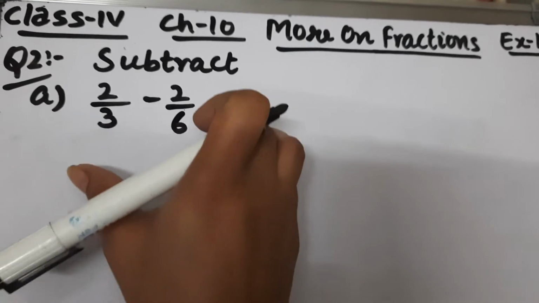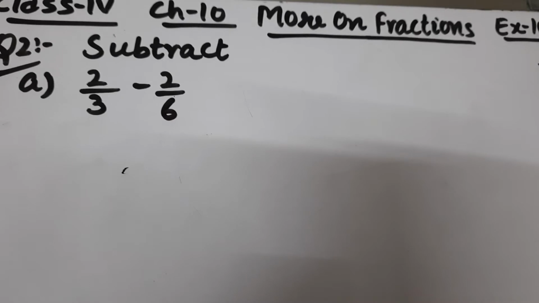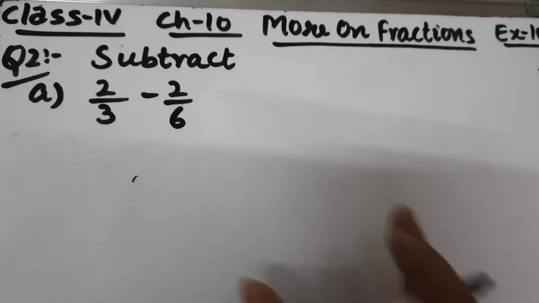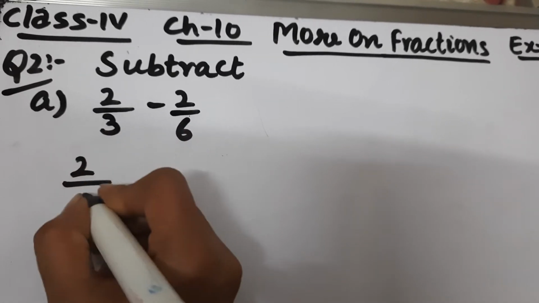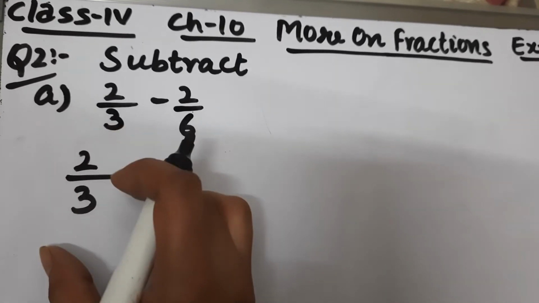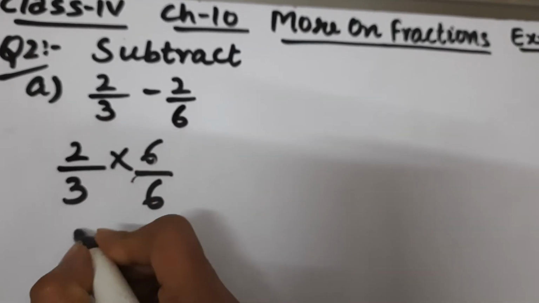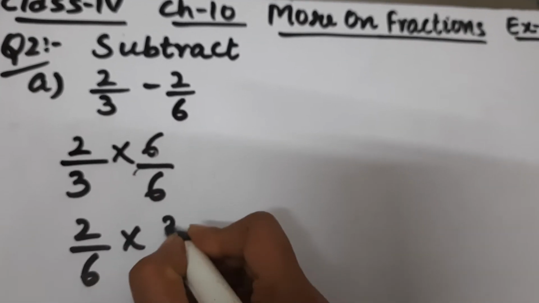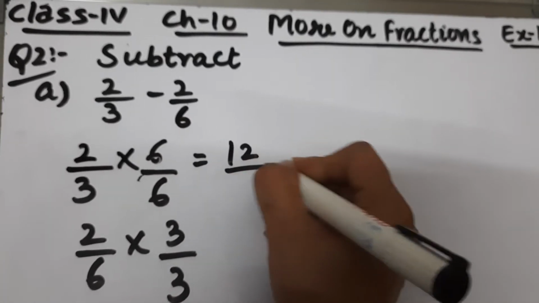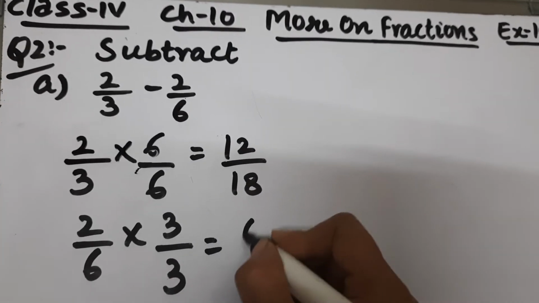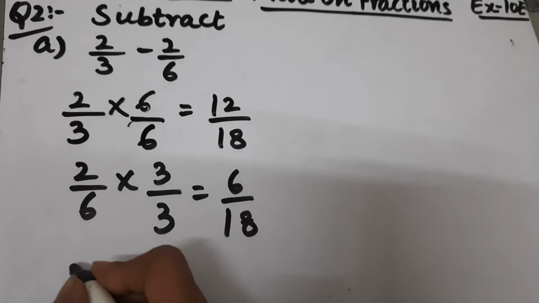For subtracting the fractions, first of all, we will convert the fractions into like fractions. How will we convert? There are two methods. First, we multiply the numerator and denominator of the first fraction by the denominator of the second fraction, and the second fraction by the denominator of the first fraction. So this will be 12/18 and this will be 6/18. Fine. Now subtract the fractions.